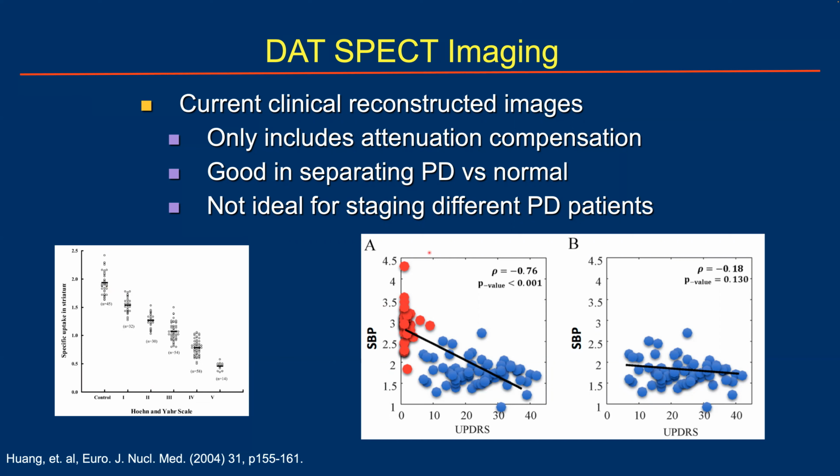As I have shown you, there is a good correlation between the uptake of striatum and the disease stages. However, with the reconstruction algorithm used in the clinic, which is not quantitative, we can only separate the Parkinson's disease patients, as shown by the blue dots here, and the normal controls. So it's good for differentiating normal versus patients, but it's not good for staging patients, as shown here. There are very poor correlations between the uptake and the UPDRS scores, which identify patients' disease stage.